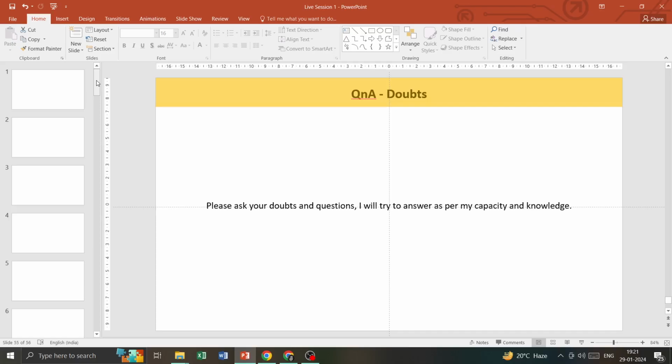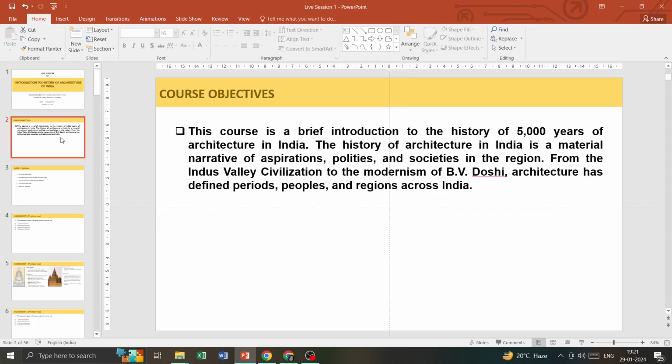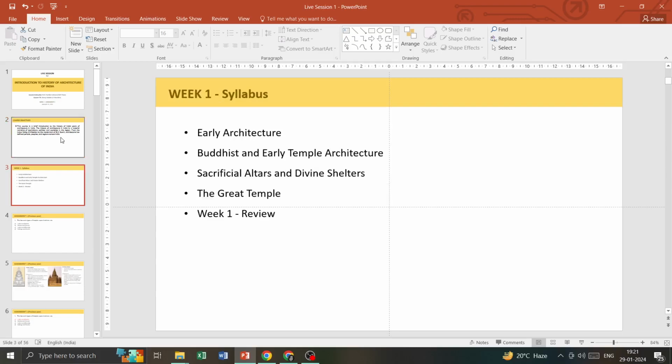The history of architecture of India is a narrative based on different aspirations, polities, and societies of the region. In the week 1 syllabus, we covered early architecture, which included the Indus Valley civilization, Buddhist and early temple architecture, sacrificial altars and divine shelters, about the temples, and then the gate temples. The first question was, the two main types of temple structures are. The answer is Latina and Kutina.